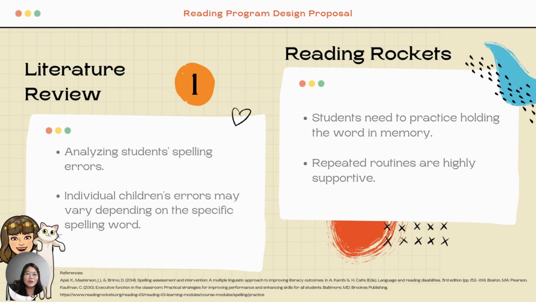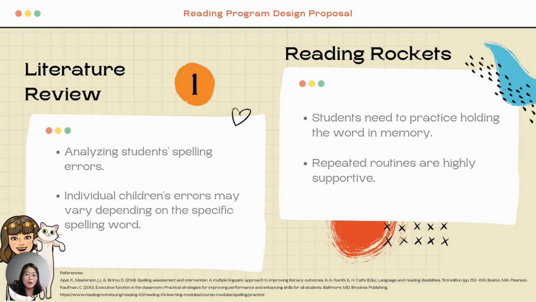So here is the literature review. The first one is to analyze student spelling errors. This is a useful assessment technique because it can reveal a lot about a child's reading abilities and also give instructions for them when they are struggling with spelling in a specific area.